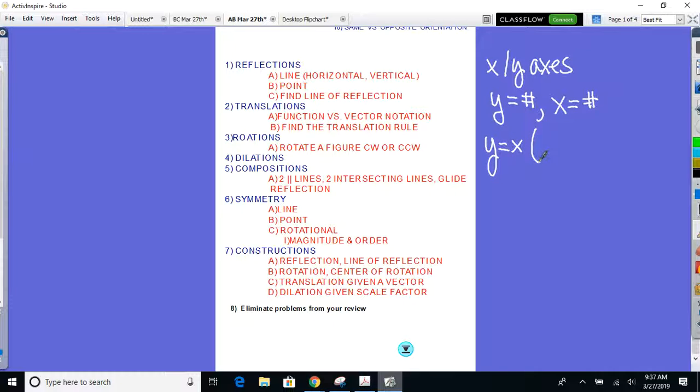What's the rule for Y equals X? Flip the coordinates. If I ask for Y equals X, you're darn right I'm probably going to ask for Y equals negative X. And what's the rule for that? Flip and switch signs. Yep.